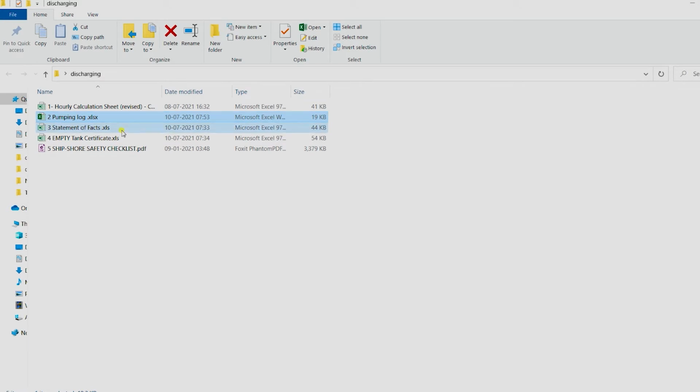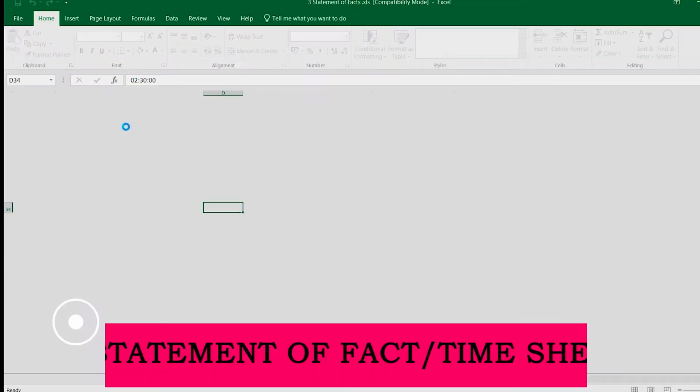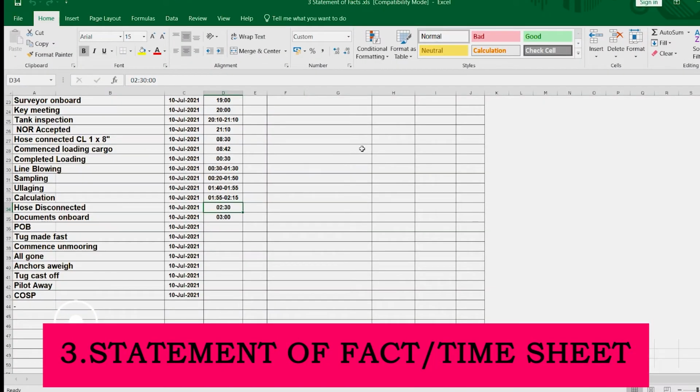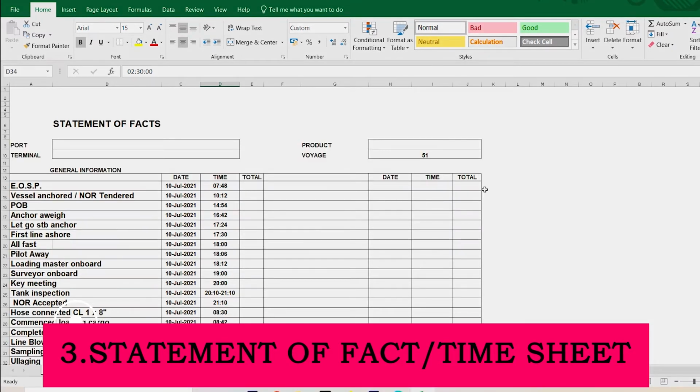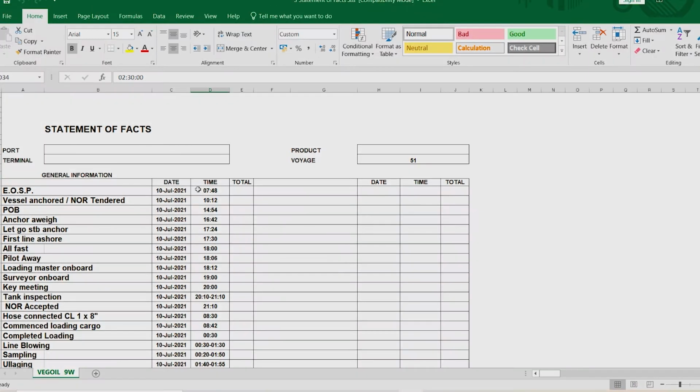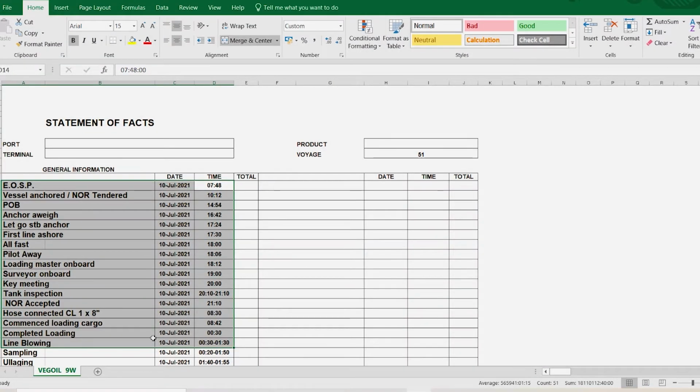So the next important thing is the statement of facts. This statement of facts is also called the timesheet. This is to be ready at all times. Whatever important timings are happening, you keep noting down in your port log, and thereafter you can mention them in your statement of facts. In your statement of facts you will write down only the important timings. Normally, till here, these timings you can get from your maneuvering log, or as we call it, the bell book.